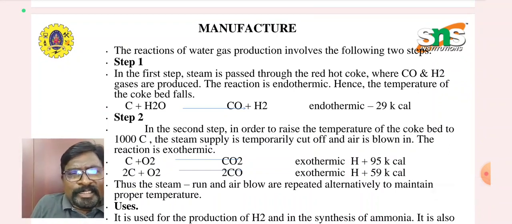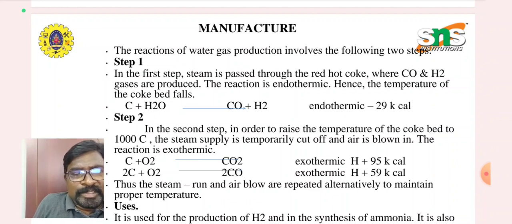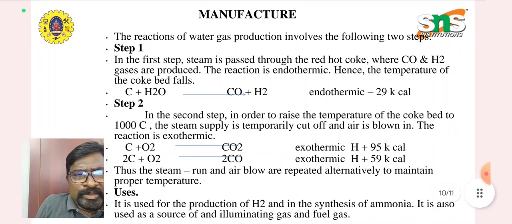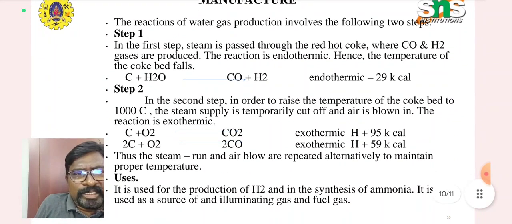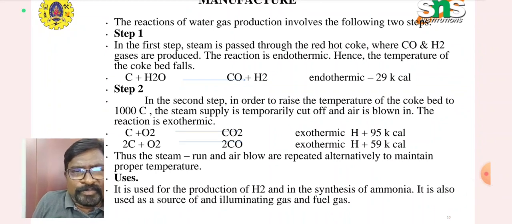In the very first step, steam is passed over the red hot coke, where CO and H2 gases are produced. The reaction is endothermic, which means heat is taken inside. Absorption of heat takes place, hence the temperature of the coke bed falls. So C plus H2O gives CO plus H2, an endothermic reaction where minus 29 kilocalories of heat will be taken for this reaction.